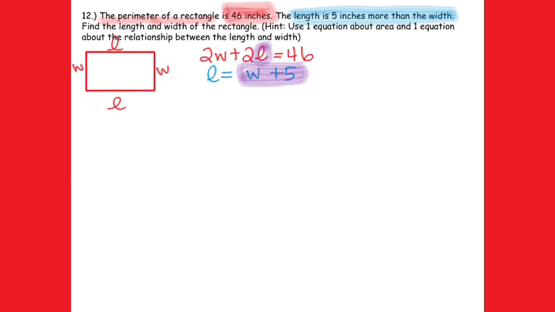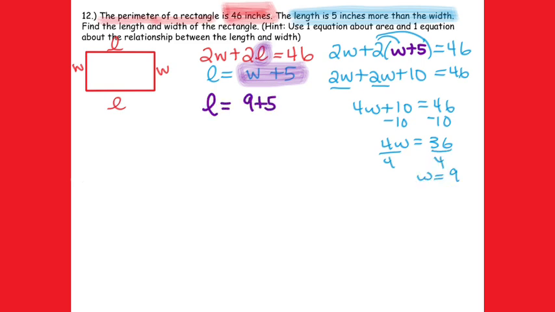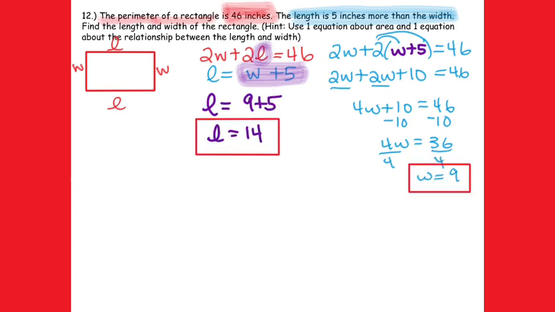And now we solve by substitution. We substitute in what we know to solve for what we don't know, which is the width. And once we know the width, using our Chapter 1 skills, we can substitute that back in and solve for the length.